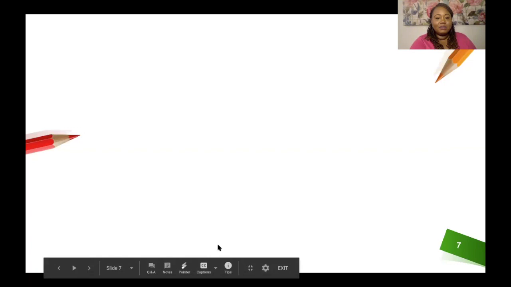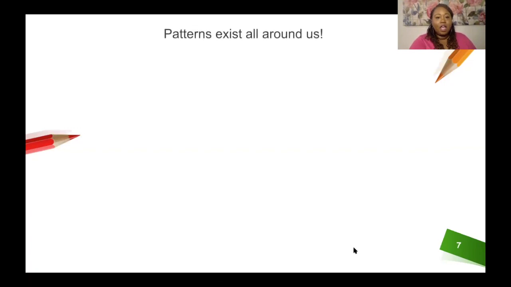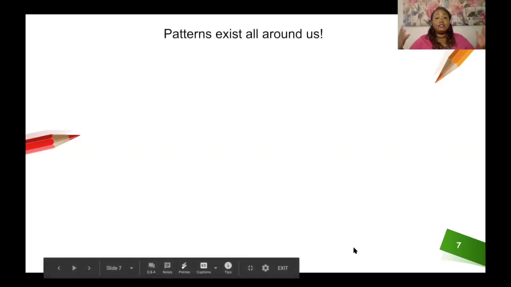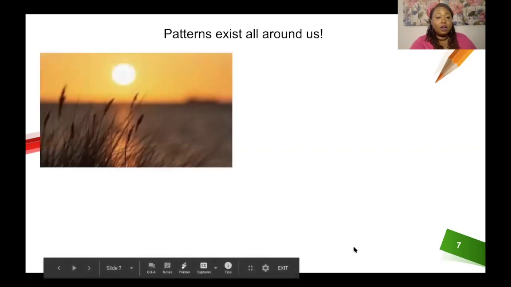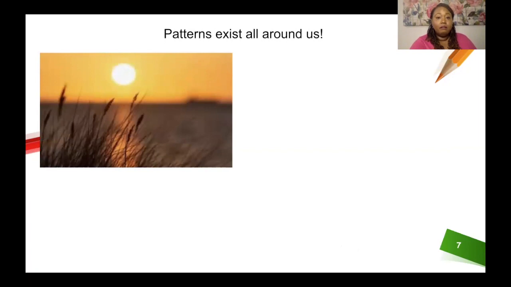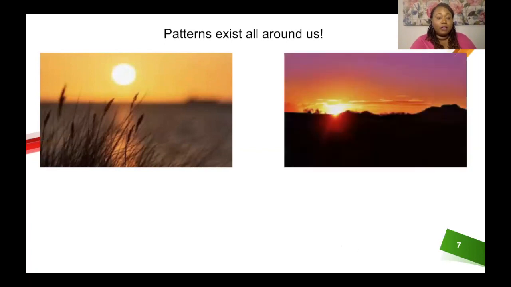Now let's continue on. Patterns exist all around us. And the one thing that I have noticed, and I did notice as I observed weather when I was exploring and engaging in it, is that weather also has patterns. And some of the patterns that Ms. King saw were that the sun came up and the sun went down.